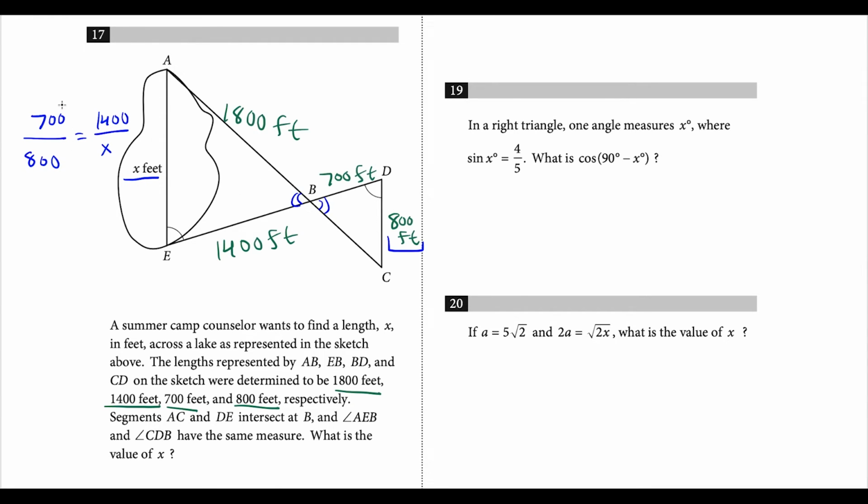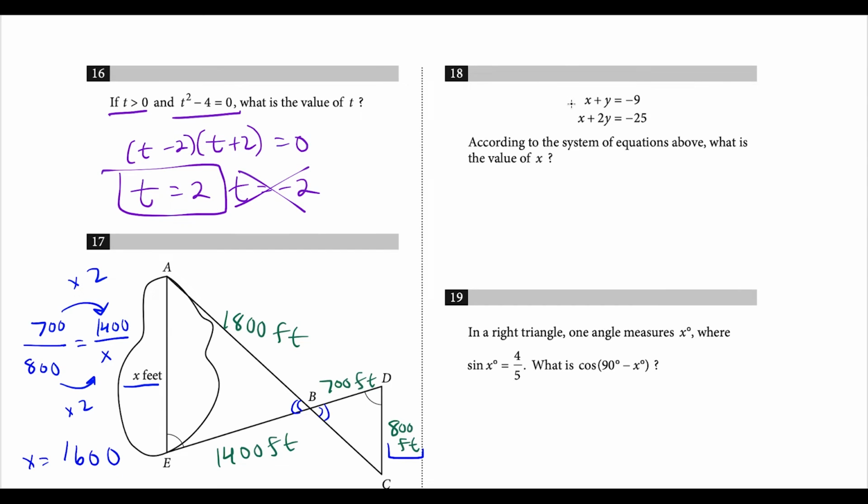So now you could just look at this and see, well, how do I get from here to here? Notice there's a times 2 relationship. I could do the algebra, but to go from 700 to 1400, I'm doing times 2. So here I would just do times 2, and that means x is going to be equal to 800 times 2, which is 1600. So the value of x is 1600. That's our solution to question 17.